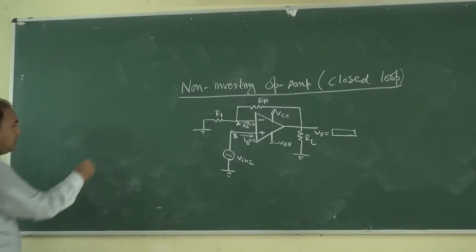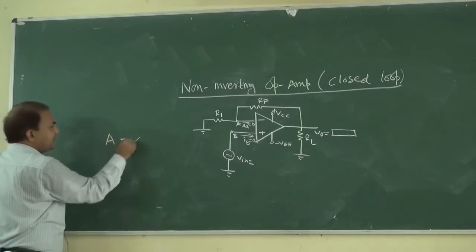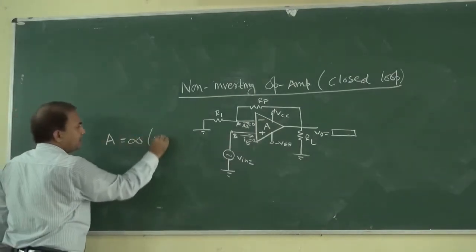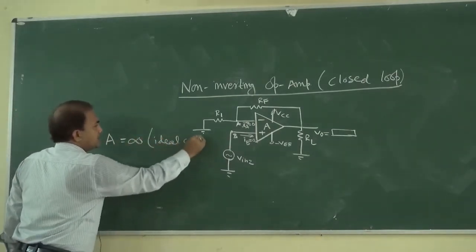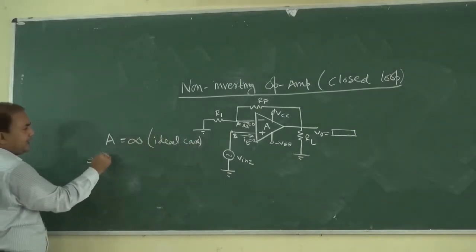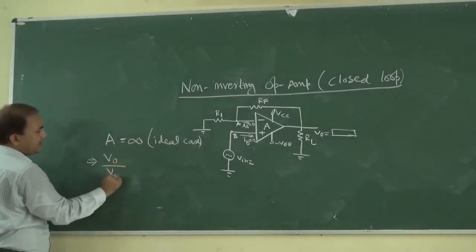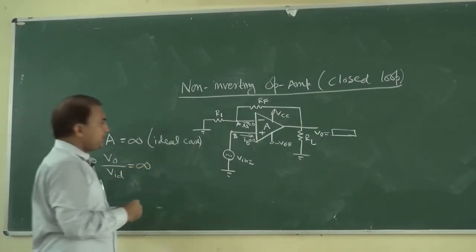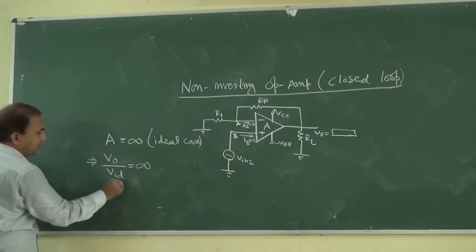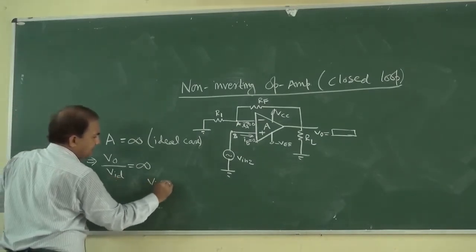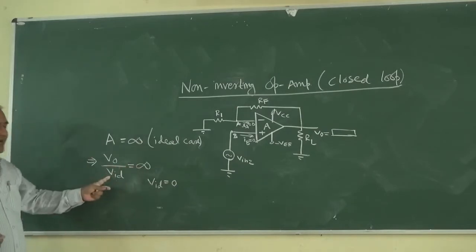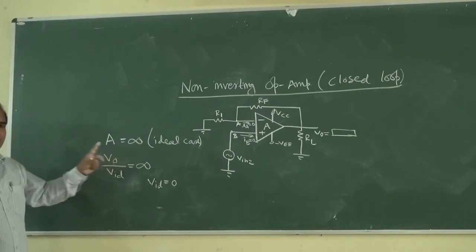Second case, here A is infinity. This A is infinity in the ideal case. So how can we express A? A is V output divided by VID. It is equal to infinite. Okay. So VID should be equal to 0, because here it is infinity. So if VID is equal to 0, then only this term will be infinite.